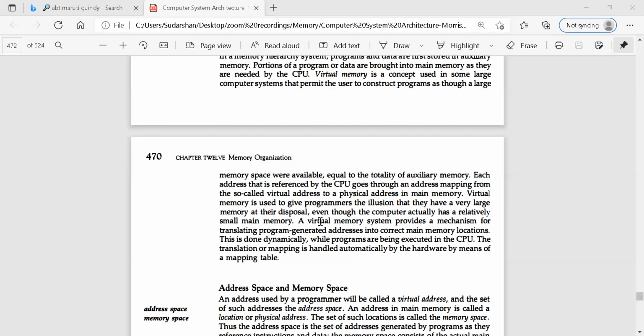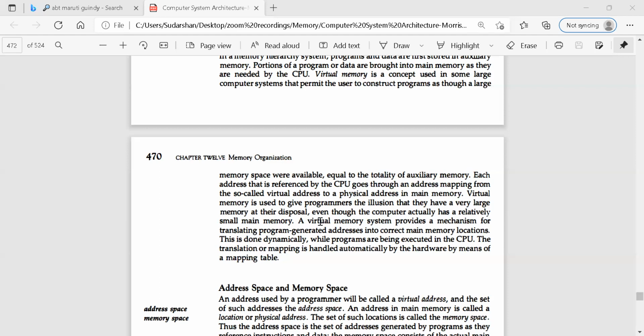Swap in means you transfer the required portion of your program, which we normally call a page, from secondary memory or auxiliary memory to the primary memory. Let me explain that a bit later. Then the page that was earlier executed by the CPU, if it is no longer required, will be moved out first, and then the required page will be moved in. So we call it swap in and swap out. Swap in means from secondary memory to primary memory. Swap out means from primary memory to secondary memory.